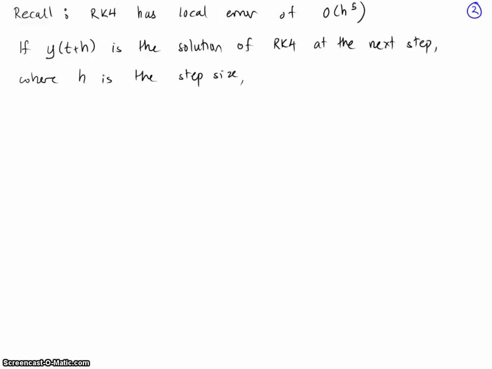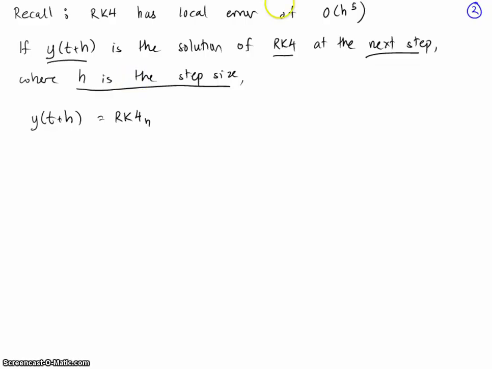So if you recall, the RK4 method that we have considered has a local error of order h to the power 5. So if we set y at t plus h to be the solution that we obtain using RK4 at the next time step, where h is the step size that we have, then we can basically write our y at t plus h as the solution that we get from our RK4 using step size of h.